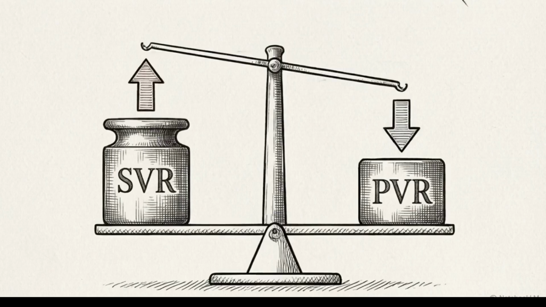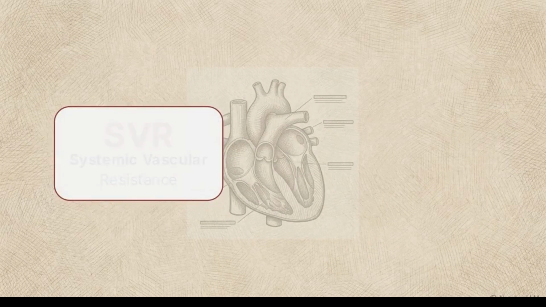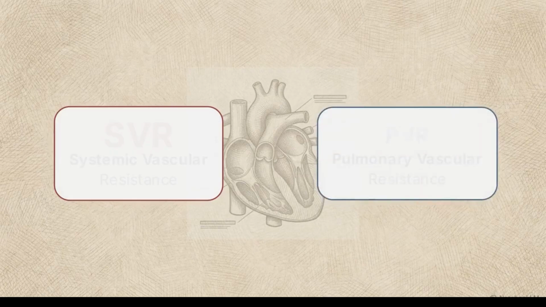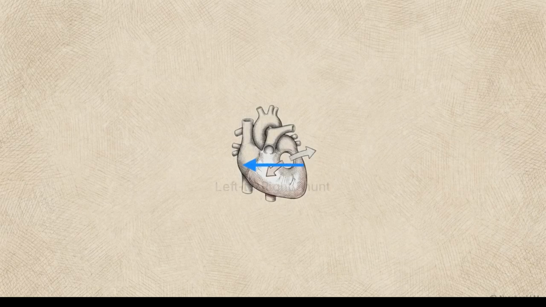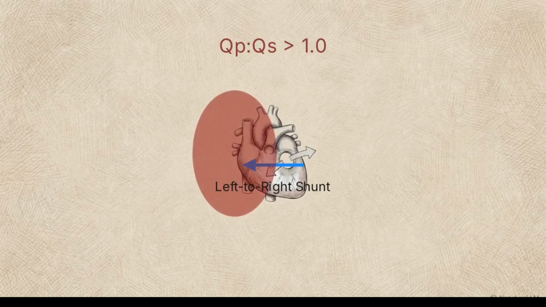Hemodynamic control in patients with structural heart lesions balances on a single fulcrum, the ratio between systemic vascular resistance, or SVR, and pulmonary vascular resistance, PVR. This diagram shows a ventricular septal defect, creating a standard left-to-right shunt. We quantify this using the QP to QS ratio, the volume of pulmonary blood flow divided by systemic blood flow. A ratio greater than 1 indicates left-to-right shunting, which carries a primary clinical risk of progressive right ventricular volume overload.